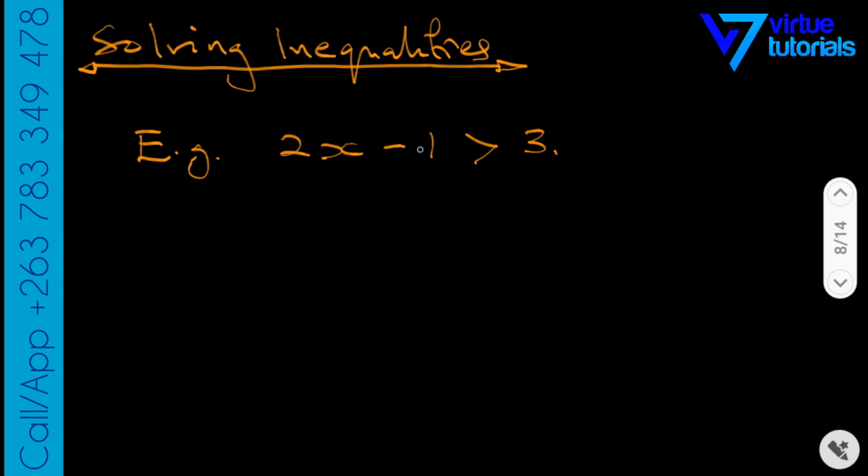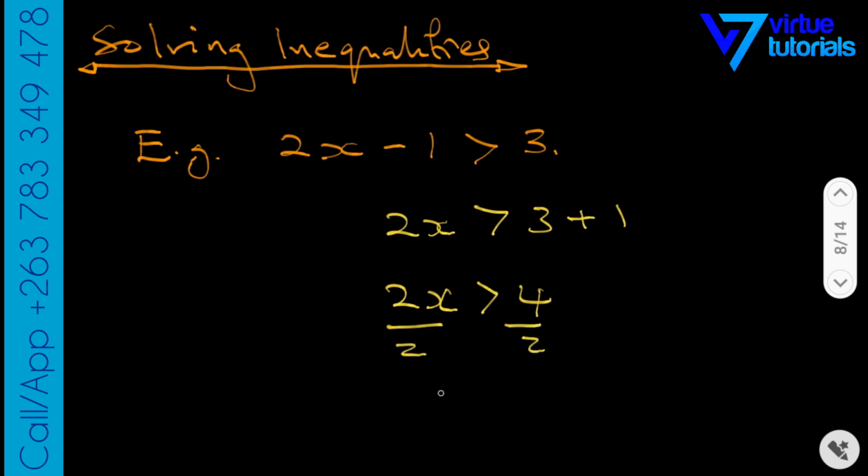So if we're going to solve this, what do we do? We take the minus 1 to the other side. We get 2x is greater than 3. Now it becomes a plus 1. 2x will become greater than 3 plus 1, that's 4. To get your x, divide both sides by 2, right? That cancels off. You get x is equal to 4 divided by 2, 2.